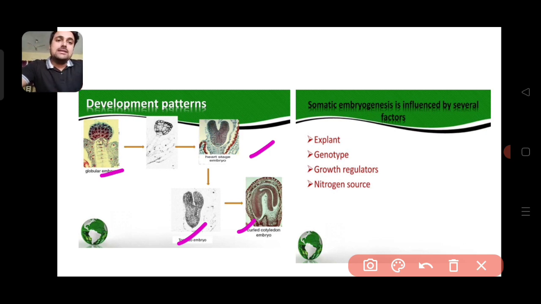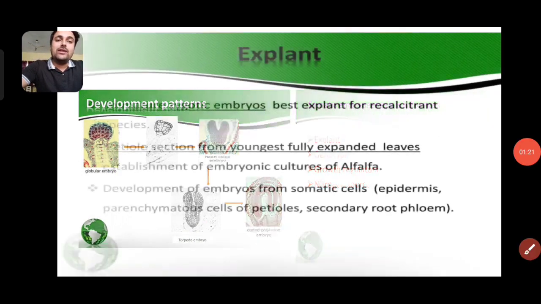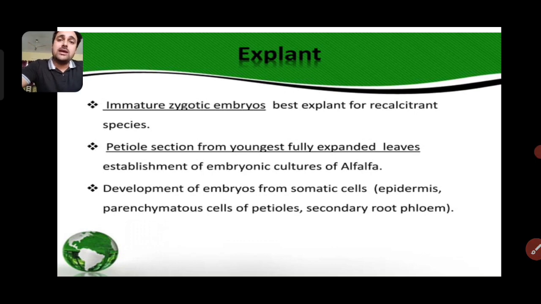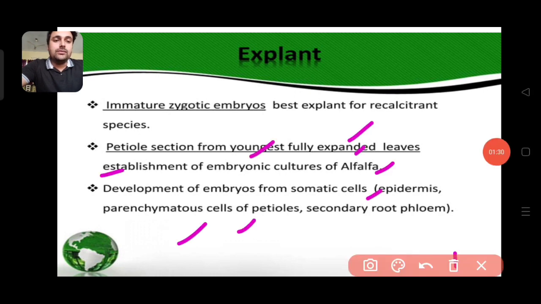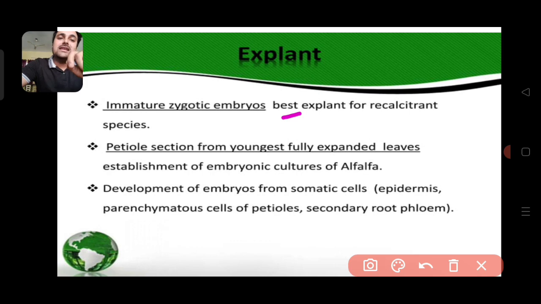So this is influenced by several factors. This whole procedure is influenced by these factors: explant, genotype, growth regulator, and nitrogen salts. Now come to them one by one. First one is explant. Your explant should be a meristematic portion of the plant, like an immature zygotic embryo, the best explant for recalcitrant species. A petiole section from the youngest fully expanded leaves is used for establishment of embryonic culture of alfalfa. So a meristematic part of a plant can be used as explant. Come to the next slide.